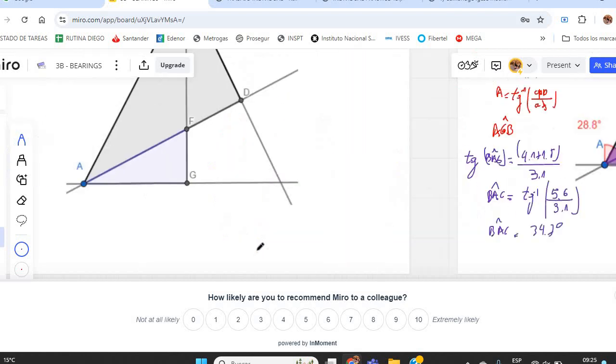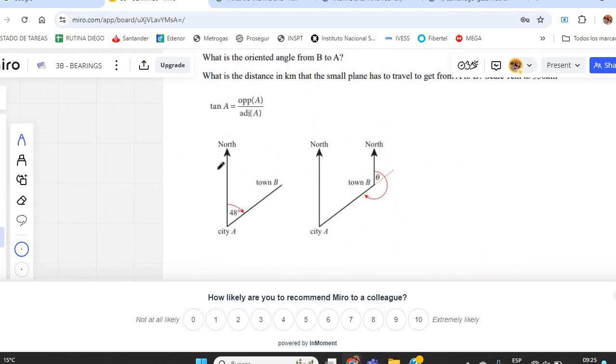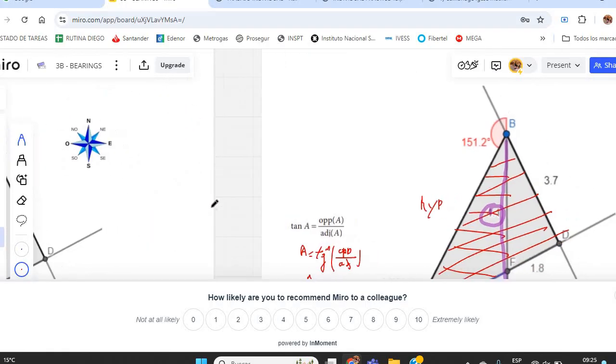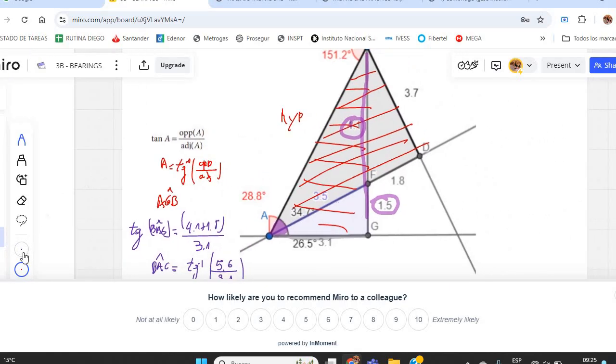And what is the bearing? The bearing is the angle that is measured from the north. All the bearings are considered from the north. So whenever you want to know a bearing, this is your 0 degrees. All the movement in that direction clockwise is the angle of the bearing. For example, the bearing between town north and town B is 48 degrees. In this case, where is the north? The north is up.